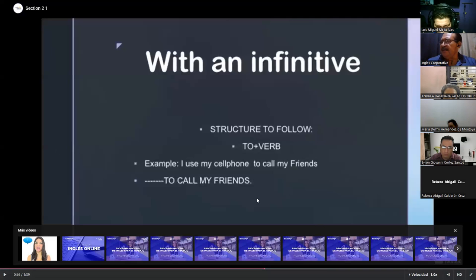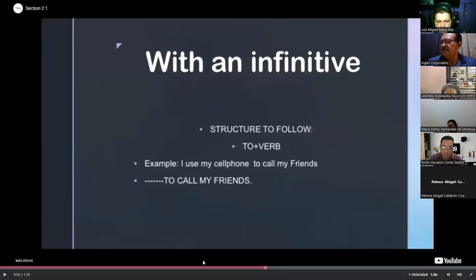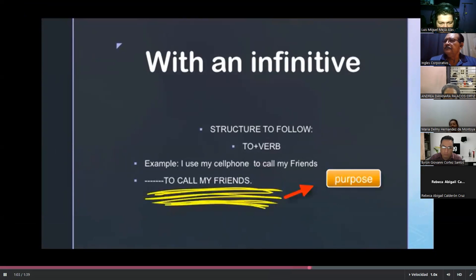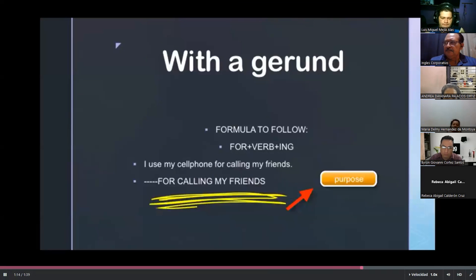So this is with the infinitive form: to plus verb. Example, I use my cell phone to call my friends. To call my friends is the purpose. With a gerund, we must use for plus verb plus -ing. Example, I use my cell phone for calling my friends. For calling my friends is the purpose. Notice on both examples, the purpose or use is the same.